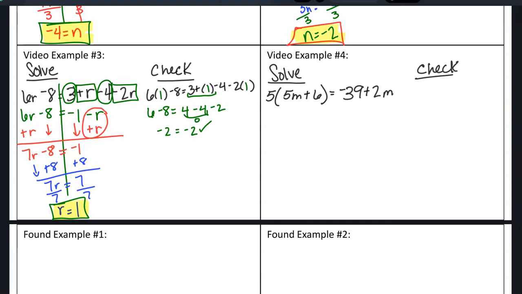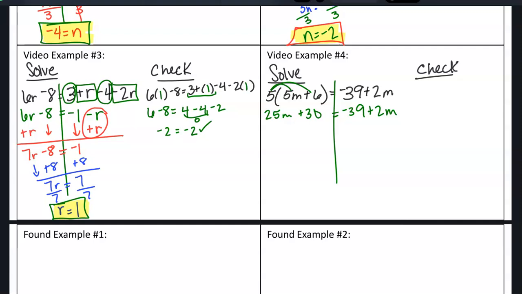Last but not least, just because we talked about the distributive property in the last lesson doesn't mean that we can forget about it as we move forward. So as we move forward, all of these lessons start to combine together. So let's look at this. We must first fully simplify both sides. That was step 1. On the left-hand side, it's not fully simplified because we have that distribution that we need to do. 5 times 5m is 25m. 5 times 6 is 30, and then that still equals negative 39 plus 2m.